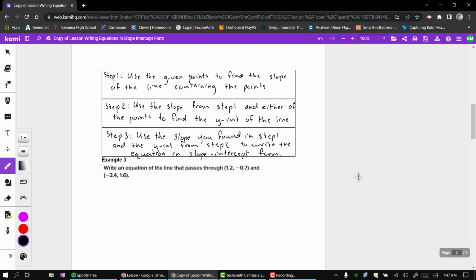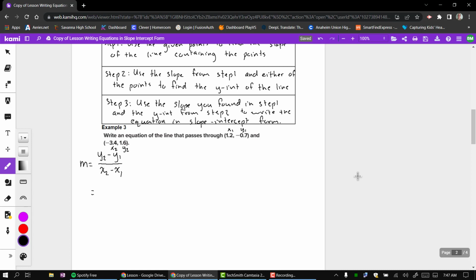So let's start off. Write an equation of the line passing through 1.2, negative 0.7, and negative 3.4, 1.6. So I'm going to start off with finding the slope, which is y2 minus y1 divided by x2 minus x1. So I'm going to call this my x1, my y1. This is going to be my x2 and my y2. So let's plug those in and see what we get.